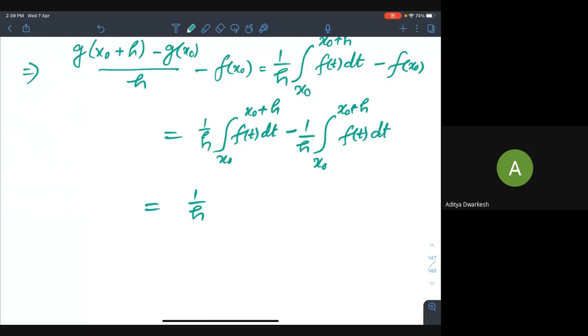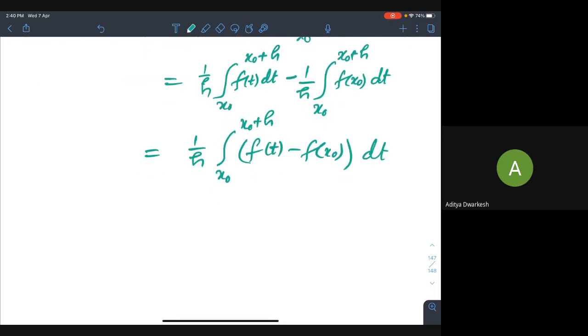This is not f(t) dt on the right-hand side, so this is just f of x naught. This is f of x naught because this is a constant, so the integration of dt from x naught to x naught plus h is just h, so h gets cancelled. So this is the integral from x naught to x naught plus h of f of t minus f of x naught dt.